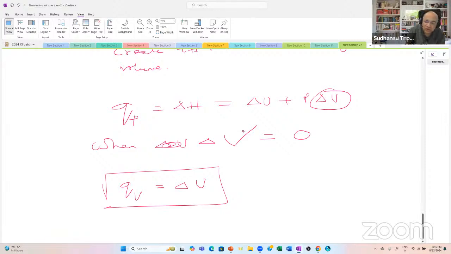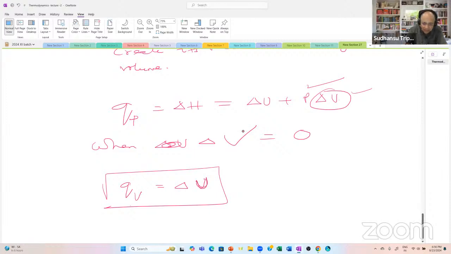QP will not be called QP now. Only when it is done at constant pressure, as there is some volume change, then we call it QP. If there is no volume change, volume is kept fixed, so we forget about pressure. We write it as the heat absorbed or evolved at constant volume, and that is nothing but equal to the change in internal energy.